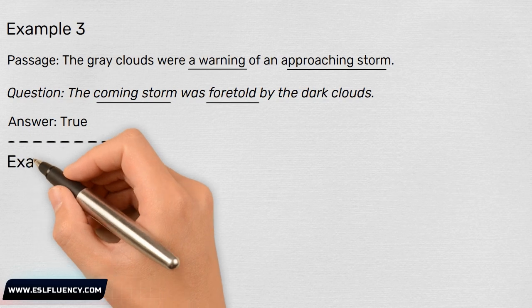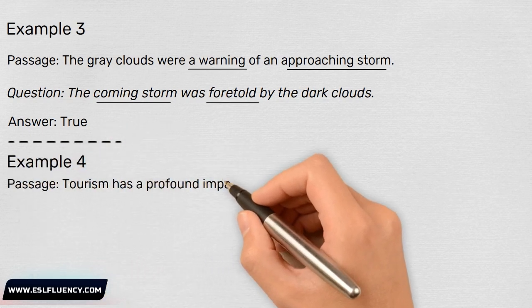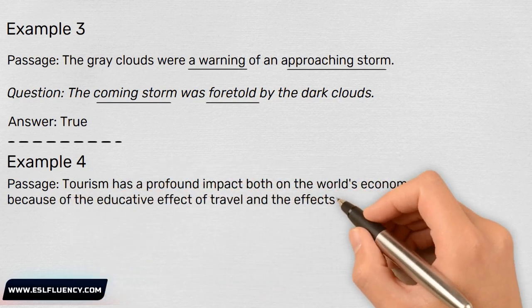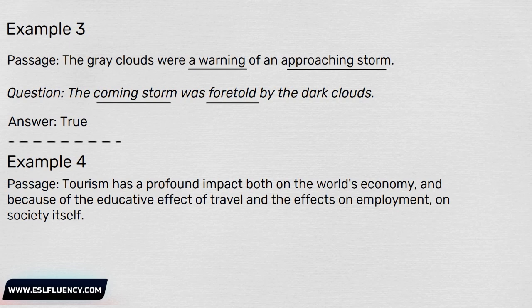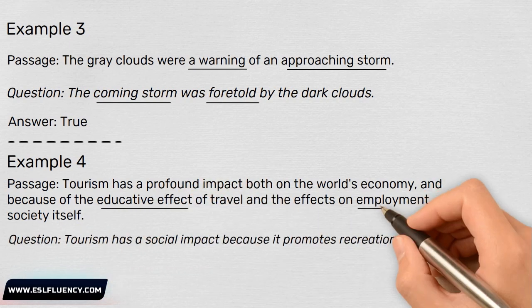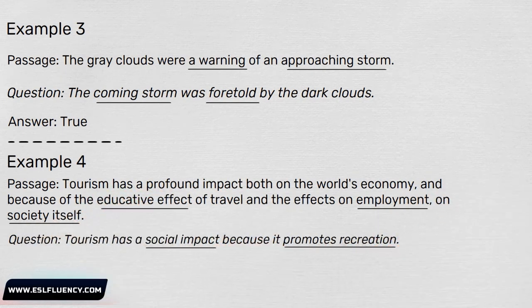Final example: tourism has a profound impact both on the world's economy and because of the educative effect of travel and the effects on employment on society itself. Statement: Tourism has a social impact because it promotes recreation. Well, both of them say tourism has an impact on society, but the passage says nothing about how. The question says it is through recreation. You might say, well, that's true in real life. Yes, but we only need to look at the passage and nothing else. And the passage doesn't talk about it, so it's not given.